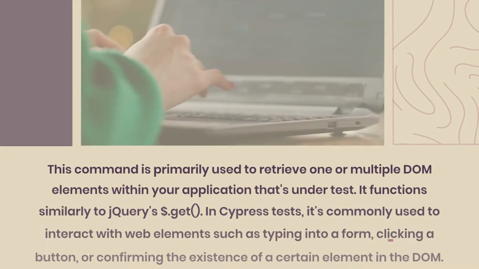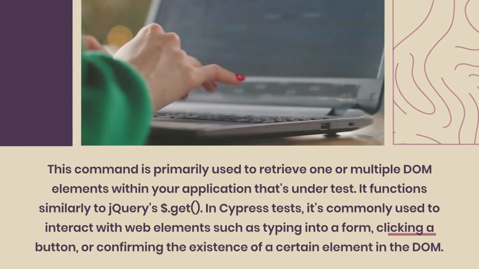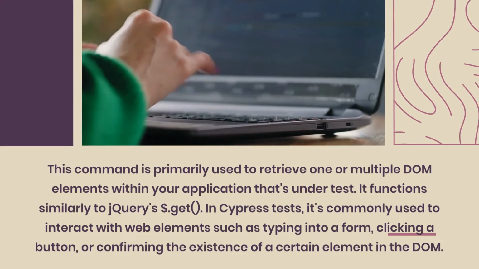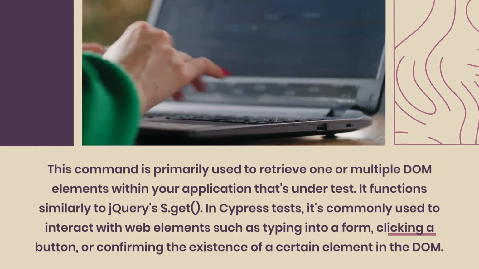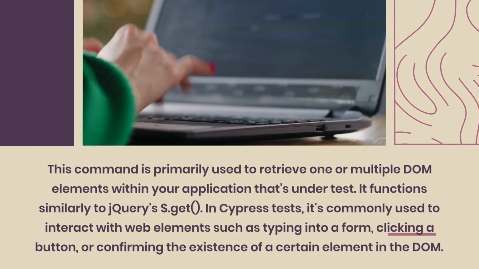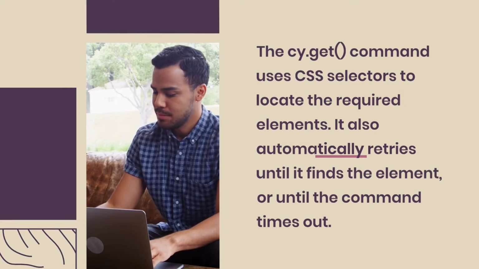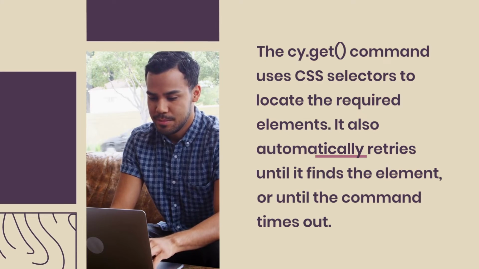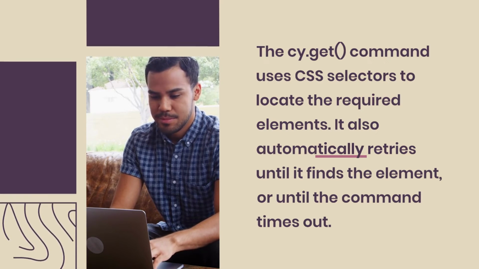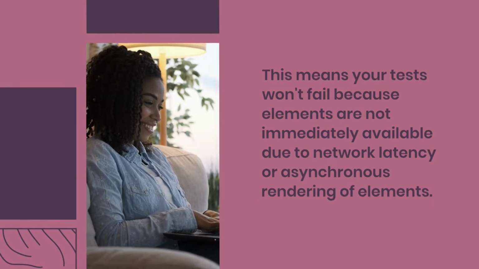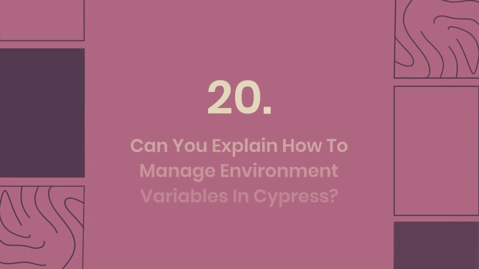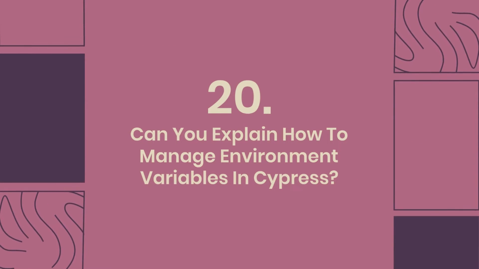This command is primarily used to retrieve one or multiple DOM elements within your application that's under test. It functions similarly to jQuery's $.get. In Cypress tests, it's commonly used to interact with web elements such as typing into a form, clicking a button, or confirming the existence of a certain element in the DOM. The cy.get command uses CSS selectors to locate the required elements. It also automatically retries until it finds the element, or until the command times out. This means your tests won't fail because elements are not immediately available due to network latency or asynchronous rendering of elements.